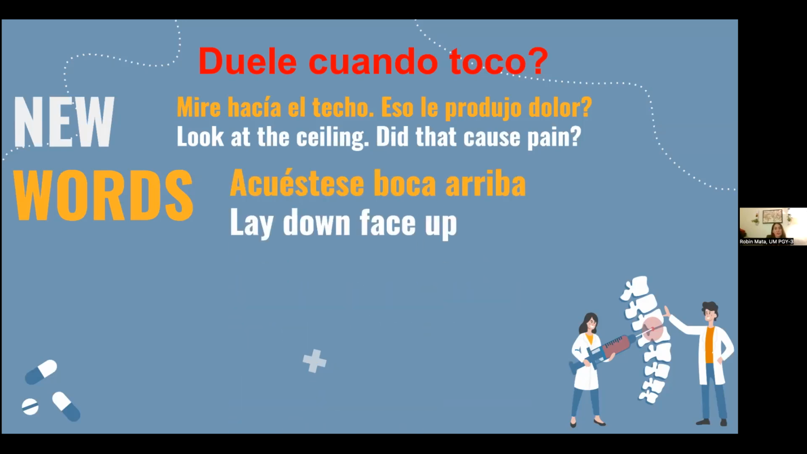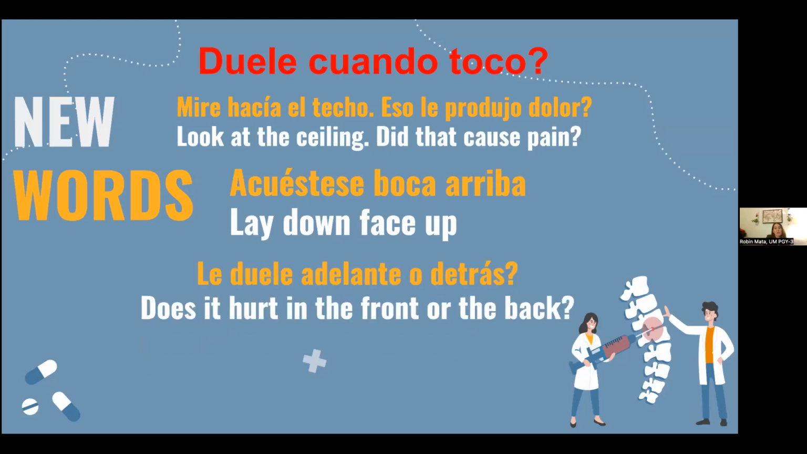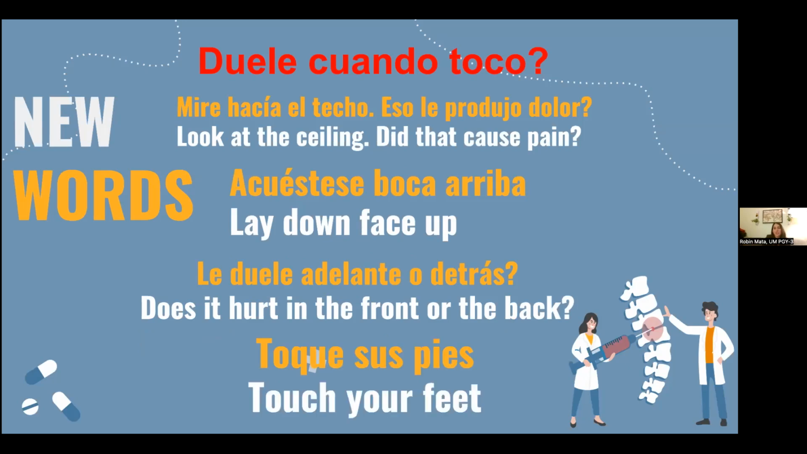Acuéstese boca arriba, or just boca arriba if you want them face up on the table. Obviously, face down, boca abajo. Le duele de adelante o detrás when you're working up hip pathology, and toque sus pies if you need them to flex forward to get some anterior column pathology evaluated.